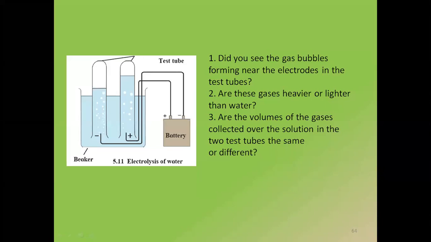So are these gases heavier or lighter than water? वो heavy है या light है? It is lighter, definitely. That is why they are on the top. Otherwise they would have been at the bottom, isn't it? So again, you are able to answer this question. Are the volumes of the gases collected over the solution in the 2 test tubes same or different? Are they same or different? Whatever you are answering, same or different, you have to give me a reason. क्यों same है और क्यों different है? The diagram will kind of help you with that. Why the formation of the gases different or same in both the test tubes?